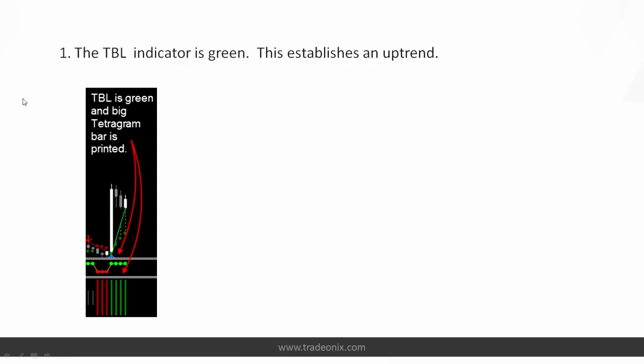The TBL indicator is green. This establishes an uptrend. So the TBL is green at the time that we are looking to take a trade. The tetragram prints a big green bar, and this validates the uptrend. So when the TBL turns green, we get a big green tetragram bar. It doesn't always happen at the same time. Often it does. But if it doesn't, we wait until we get our first big green tetragram bar. In this example, the TBL turns green and the tetragram bar turns big and green at the same time.